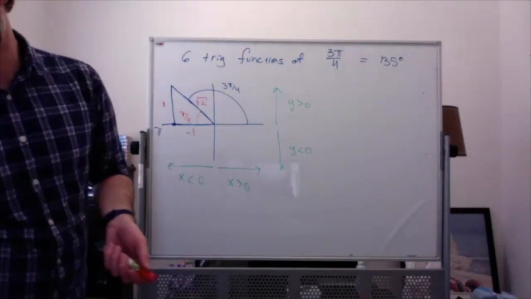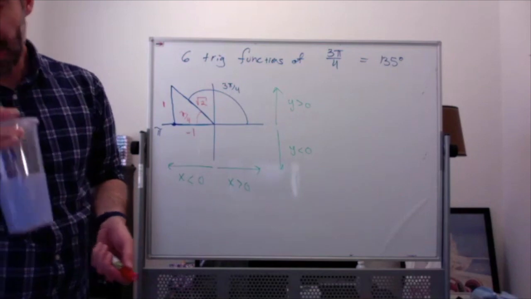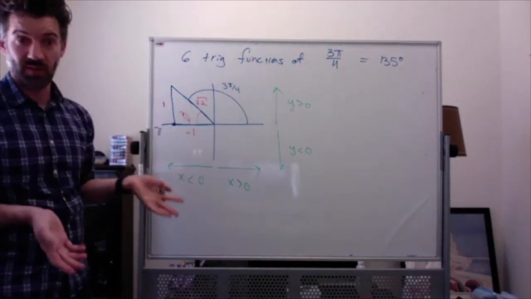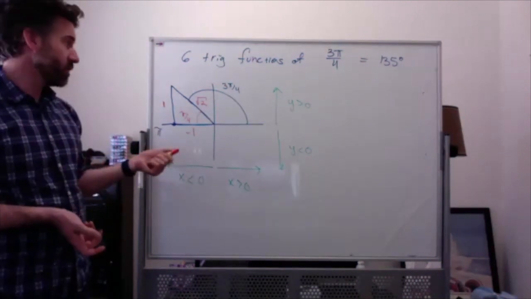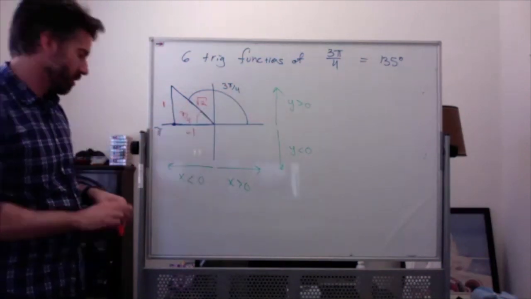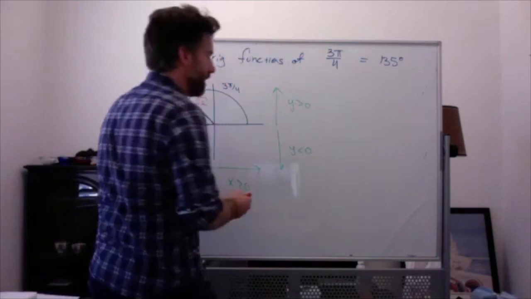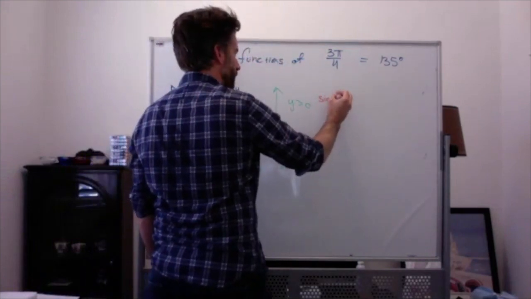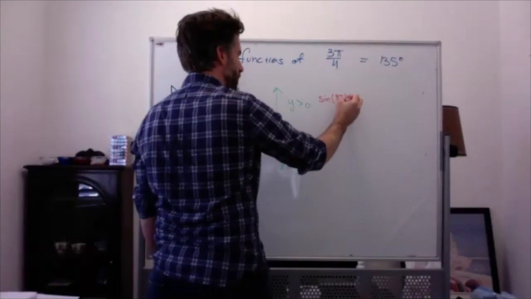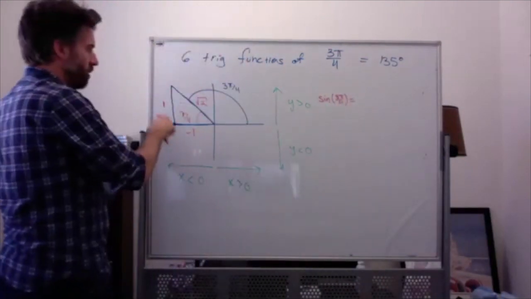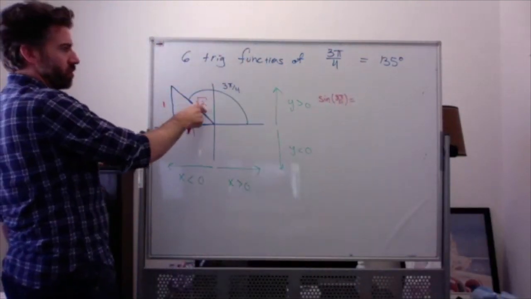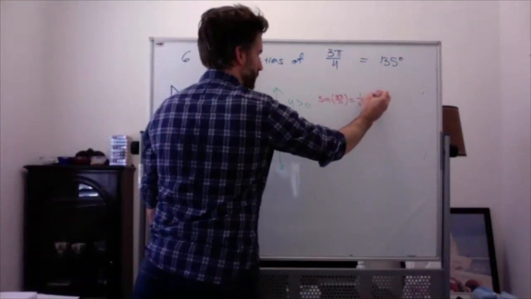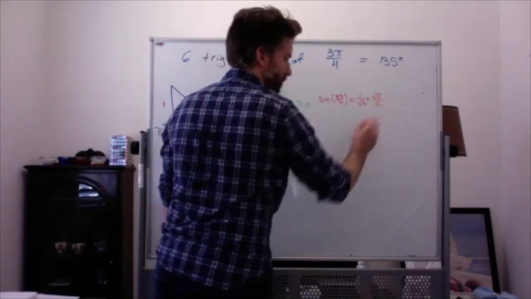So what we're going to do now is we're going to use this triangle, which is essentially the triangle that we used before, to find the trig functions of 3 pi over 4. So it is correct to say that sine of 3 pi over 4 is equal to +1 over √2, which rationalizes as √2 over 2.